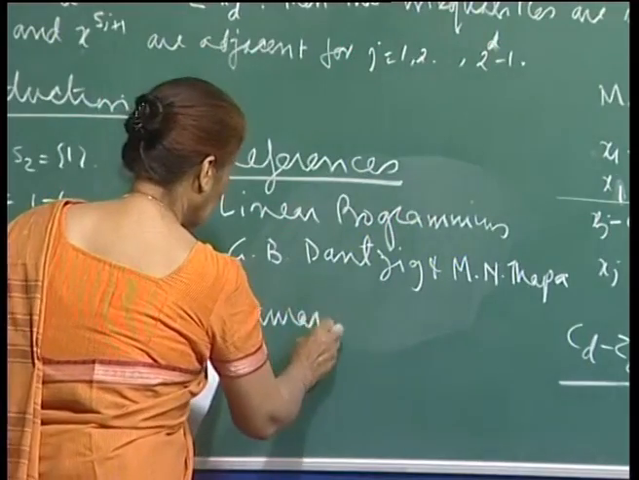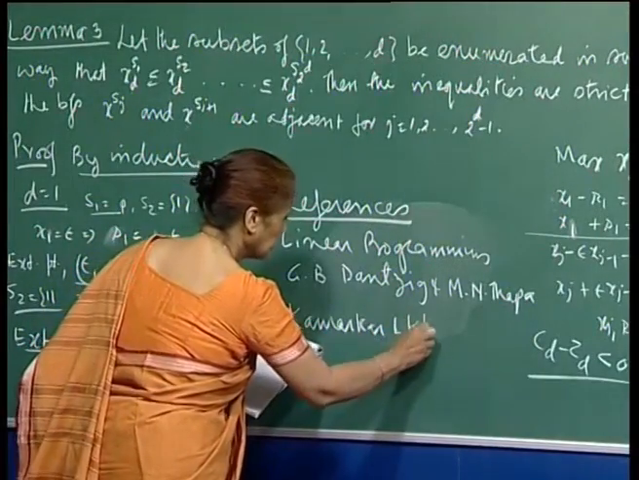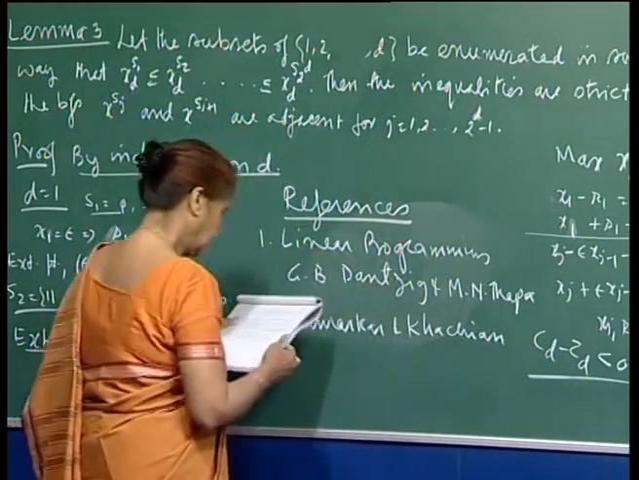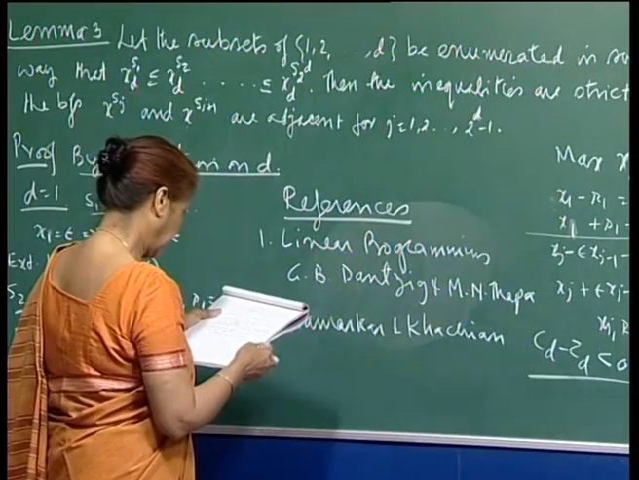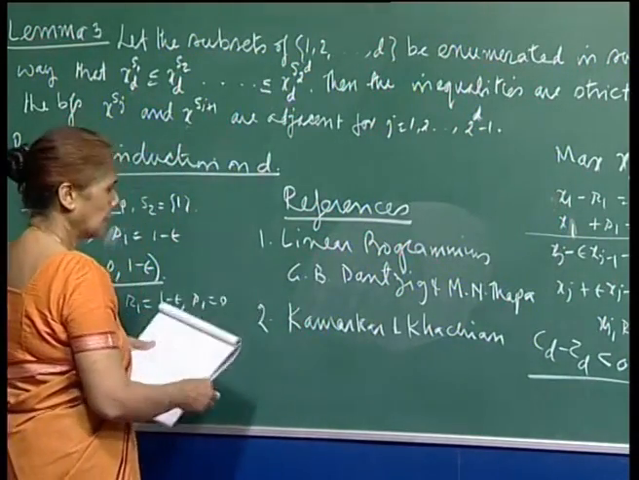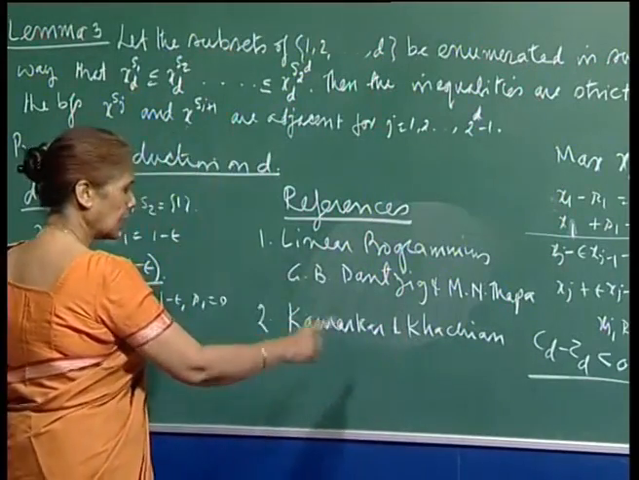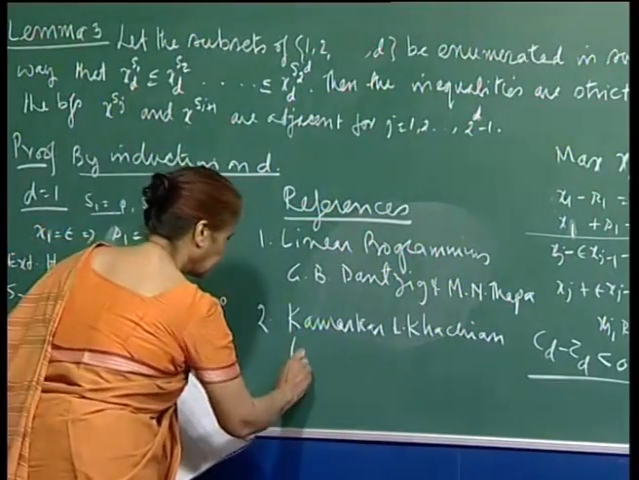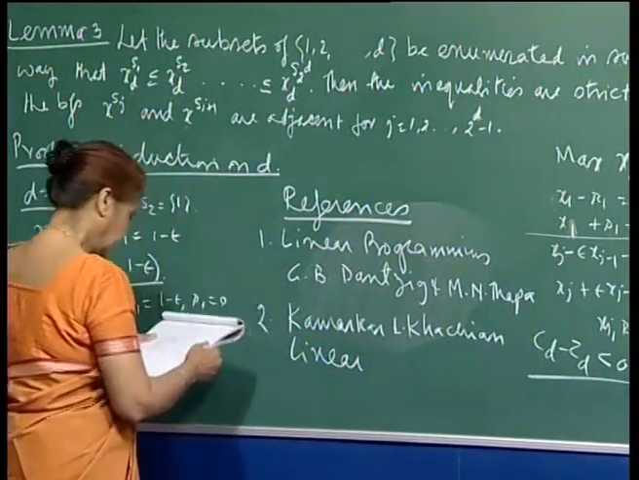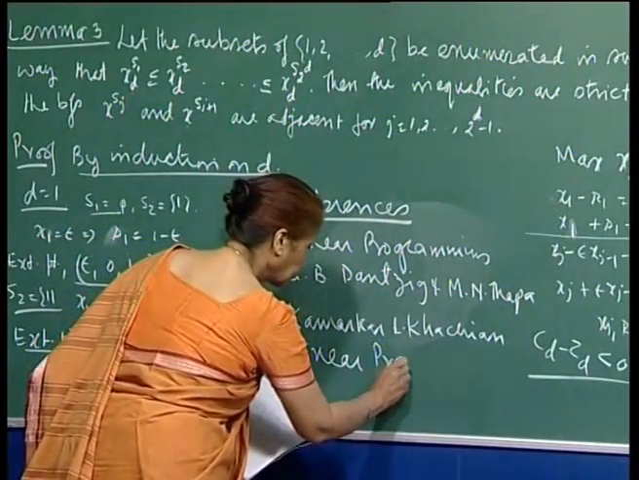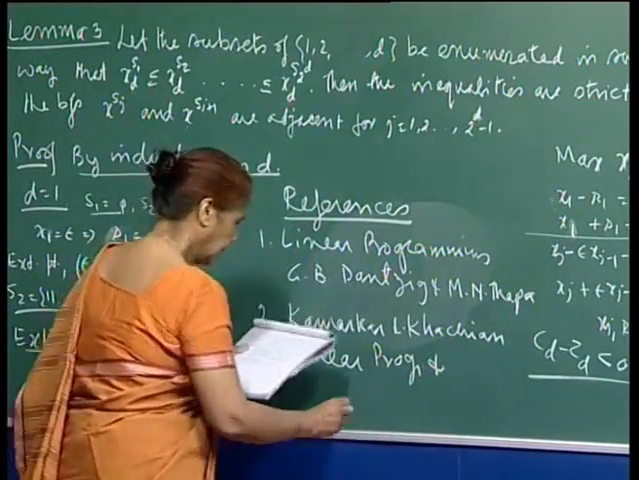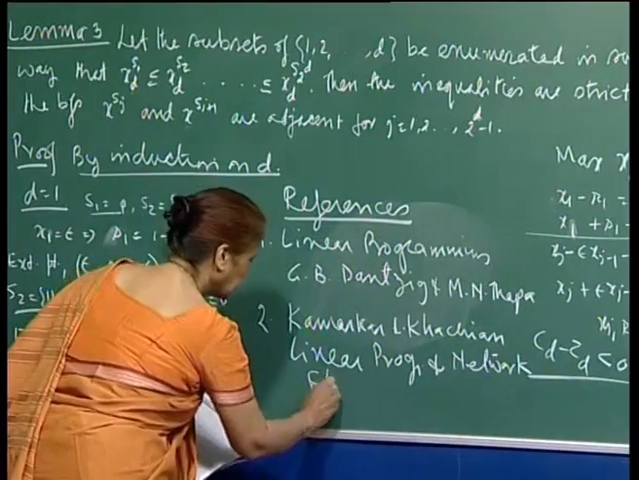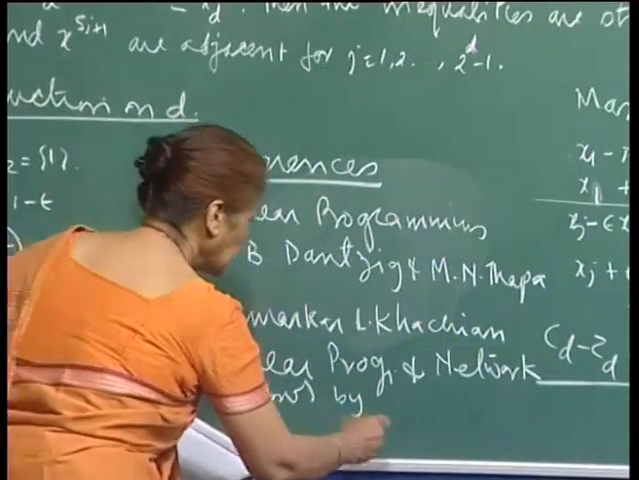The other one that I want to give you is for Karmarkar and Khachiyan: Linear Programming, Wiley. This is Bazaraa and Jarvis. For Karmarkar and Khachiyan, I would like you to also go through this material. The authors have written the book Linear Programming and Network Flows, by Bazaraa and Jarvis.